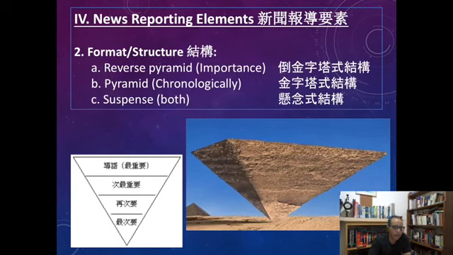The second format is called the pyramid. The pyramid format is the chronologically structured report, that you write like you're writing a story. So you start with the least important fact, then go down to more important, until you end with the most important fact. But the most commonly used format is the reverse pyramid format. Then the third format is called suspense. That's a mix of both the inverted pyramid format and the pyramid format.